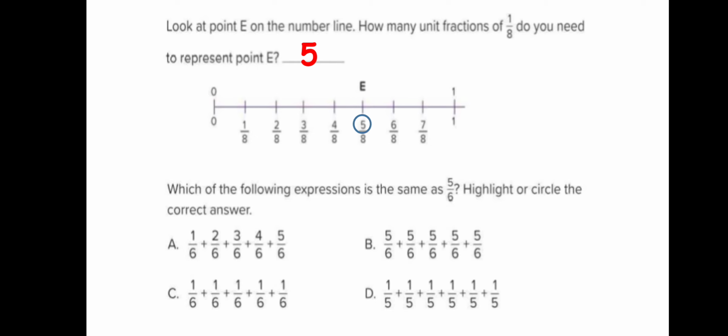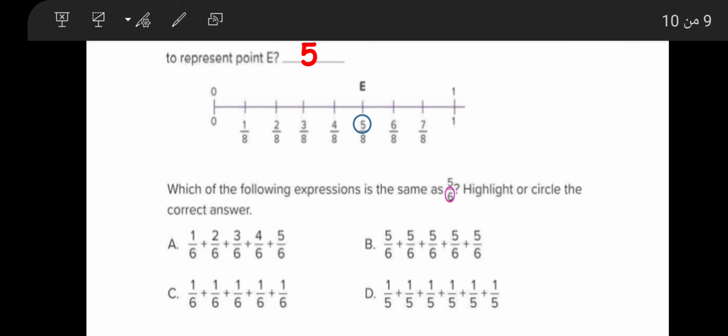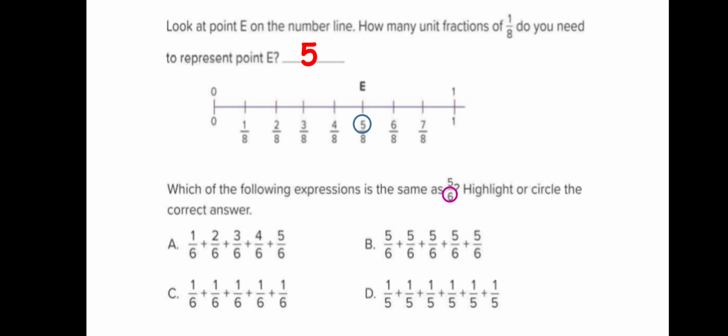Okay, the next one, he's telling me if I have 5 over 6, I have here the denominator is 6. So I'm going to search for a fraction that has denominator 6. And I have 5 over 6. I can decompose the 5 over 6 as 1 over 6 plus 1 over 6 plus 1 over 6 plus 1 over 6 plus 1 over 6. So the answer here is going to be C.